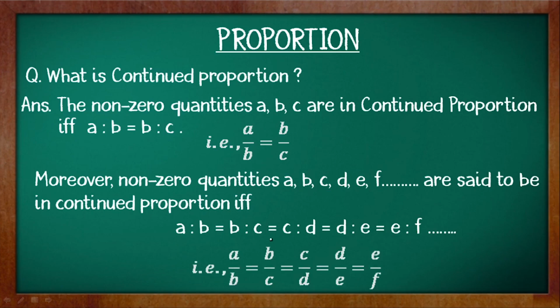So if we change that into fraction form, this is what we get: a is to b is a by b, b is to c is b by c, c is to d is c by d, d is to e is d by e, and e is to f is e by f, and so on. So this is in continued proportion.